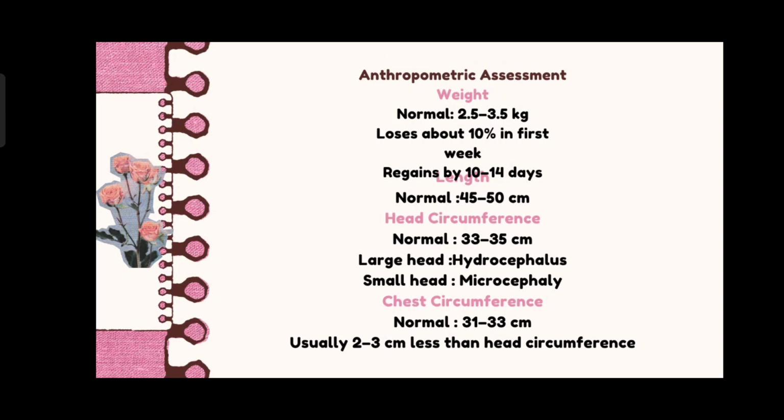Then coming to the head circumference, for a normal baby, the head circumference will be between 33 to 35 centimeters. If a large head is present, it means hydrocephalus is there. If a small head is present, it means microcephaly is there. When coming to the chest circumference, for a normal baby, the chest circumference is from 31 to 33 centimeters, and usually for a normal baby the chest circumference will be 2 to 3 centimeters less than the head circumference of the baby.